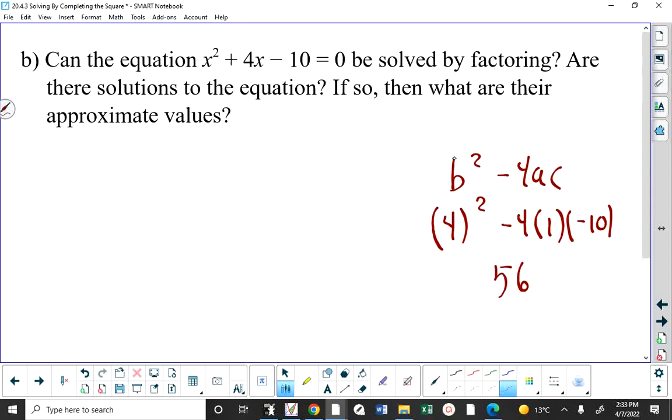If it's not a perfect square, Jack, can you sit up, please, and pay attention? Jack, sit up and pay attention, please. 56 is not a perfect square.